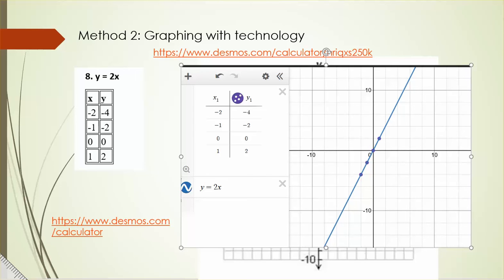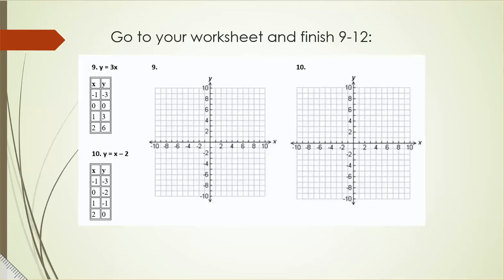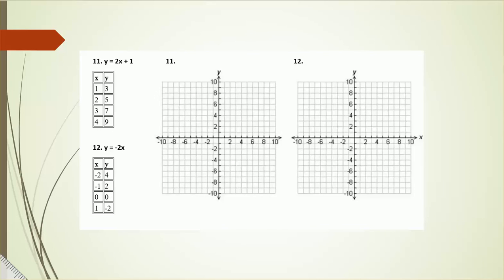All right, so next up, you get to finish your worksheet. Try either method 1, drawing by hand, plotting the points and connecting them with a line, or try method 2 using Desmos. You have 4 left to do: 9, 10, 11, and 12. And go back and rewind the video a bit if you need to see how to do these again.